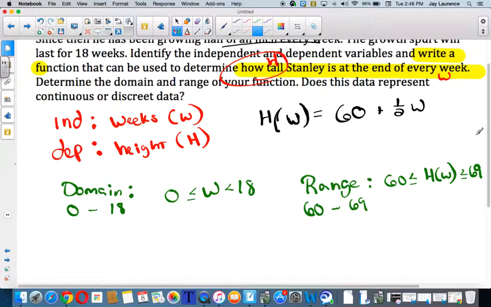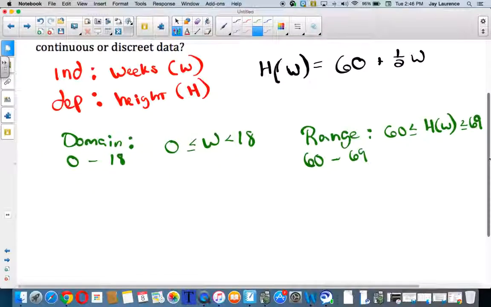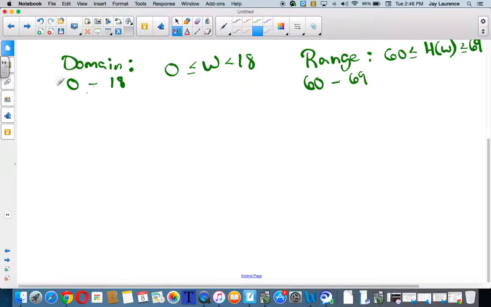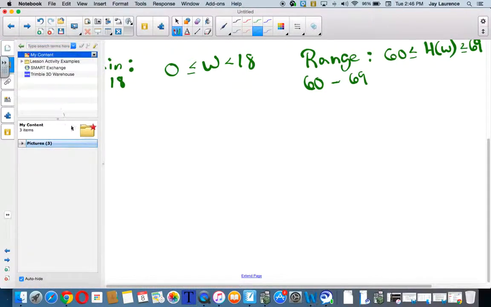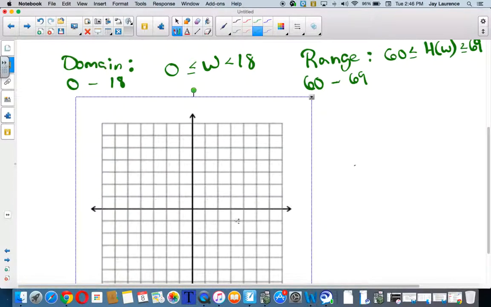The only thing left is, does this data represent continuous or discrete data? And so I'm going to ask myself how he's growing. Maybe I'll make a little graph here. Sometimes the graph can help me really understand discrete or continuous. Okay, now this one's not the best of graphs because I'm only concerned with the first quadrant, but all I need are a few points to see what's happening. So this is going to be 0, this is the weeks, and this is the height, right? And we'll say 1, and then 2, and then 3, 4, 5, 6. And I'm not going to make the entire graph.